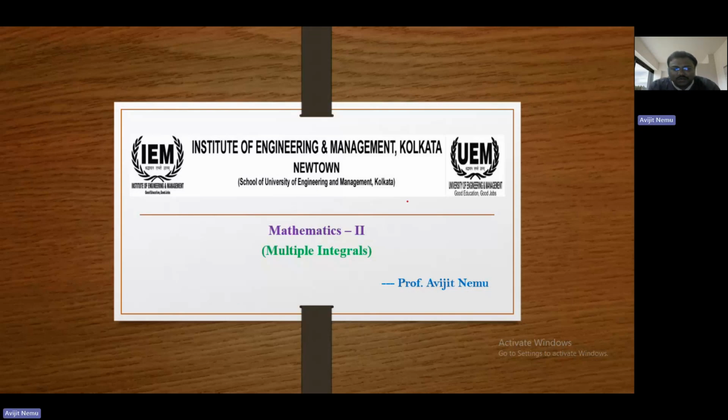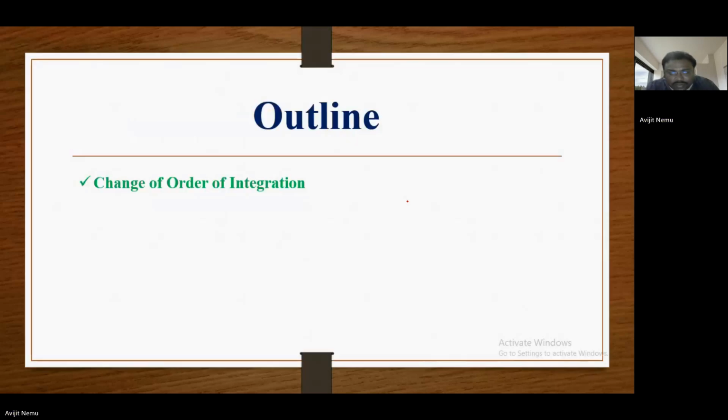In this current semester, we are dealing with BTech second semester engineering mathematics, which is Mathematics 2, and multiple integration is the first module that you all know. In this lecture, we'll be discussing one very important method by which we can find the value of double integration easily.